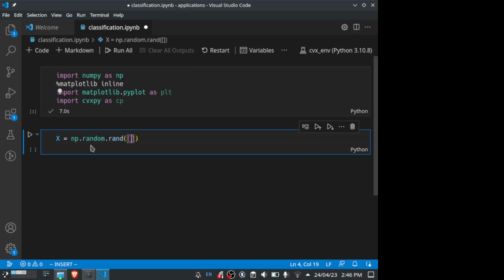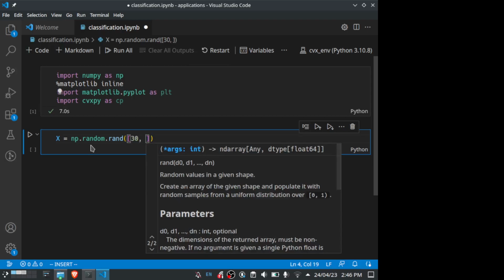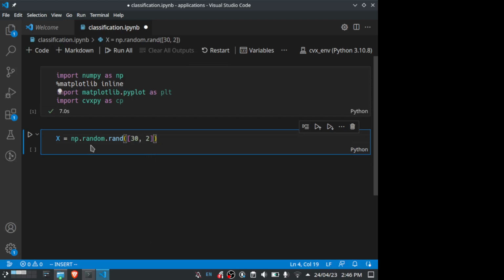Let me draw say 30 points in R2. I'm randomly generating 30 points from R2, and I'll label some of these 0 and some of these 1.